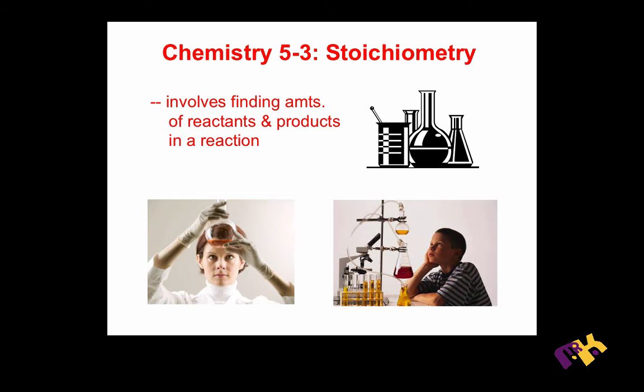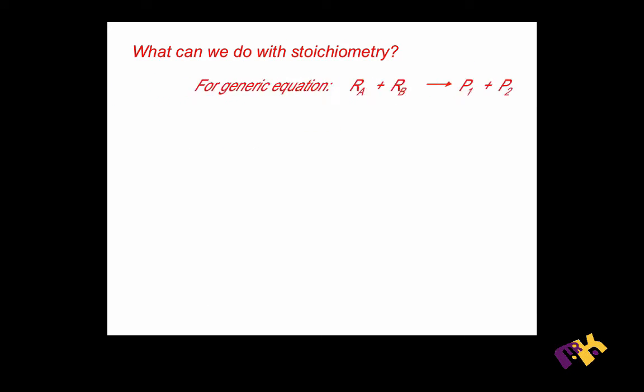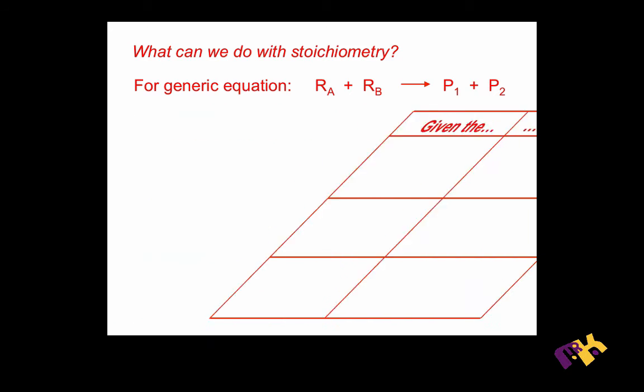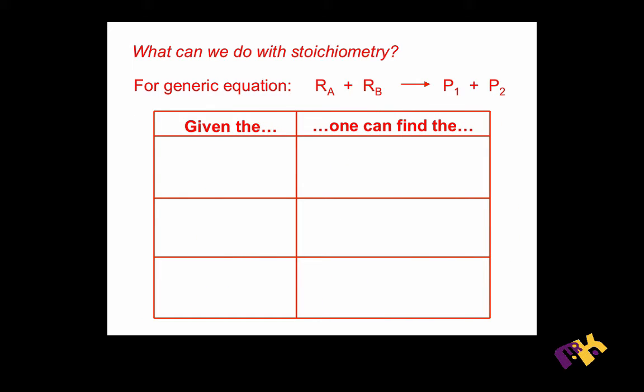So stoichiometry is really just a fancy term for finding the amounts of reactants or products being made or used. Yeah, it's very simple. All right, so what can we do with it? Well, if we are provided a generic equation like reactant A plus reactant B yields product 1 and product 2, then knowing the balanced chemical equation, if we're given one item, we know the amount of another.